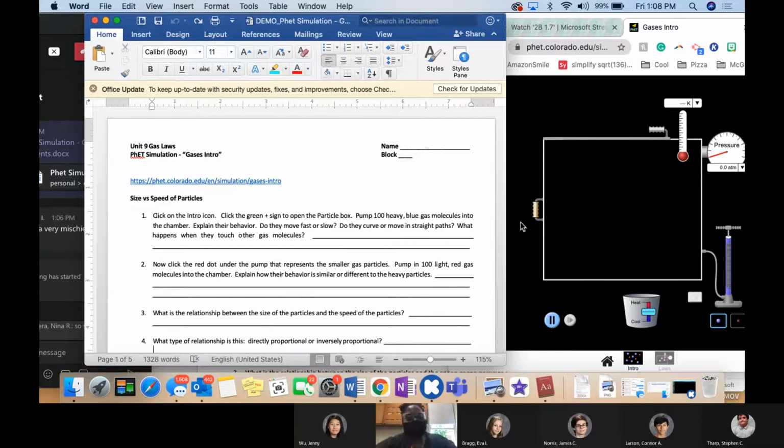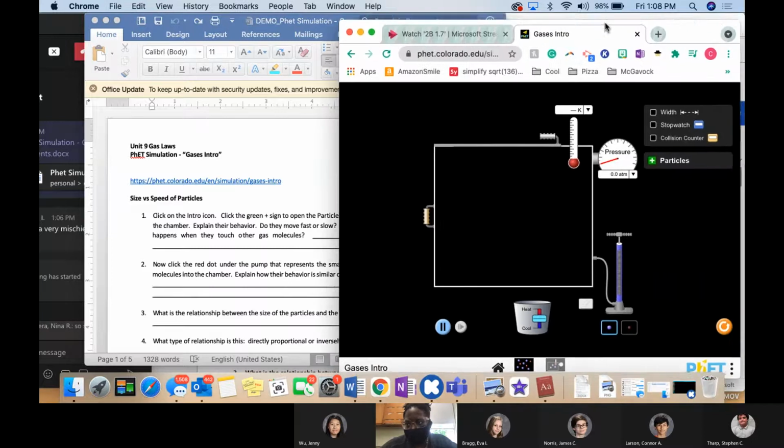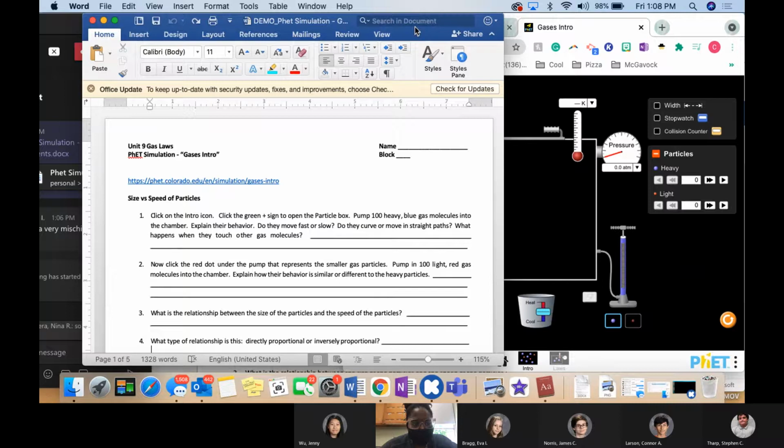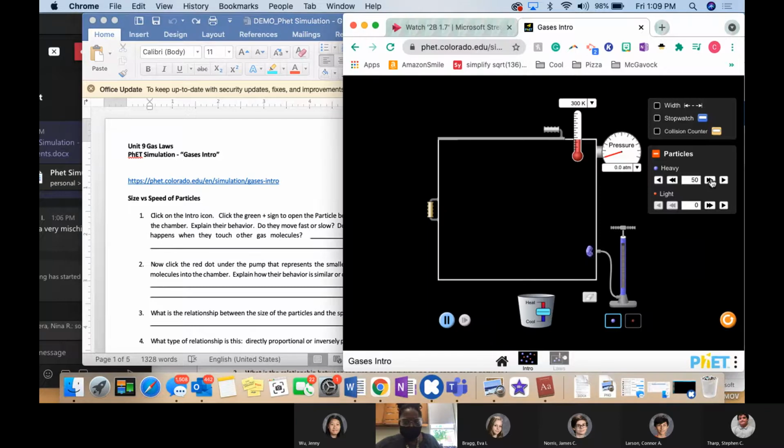All right, let's get this started. We have our gas laws open, and it's the intro one. We're going to click the intro icon. We did that, and it tells us to click the green plus sign by particles. And we want to put in 100 heavy gas molecules. We're going to click this double arrow. Add in 100. Everybody okay? Everybody have access to the document? Everybody's good?